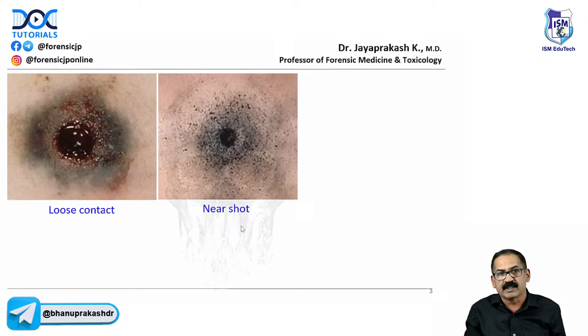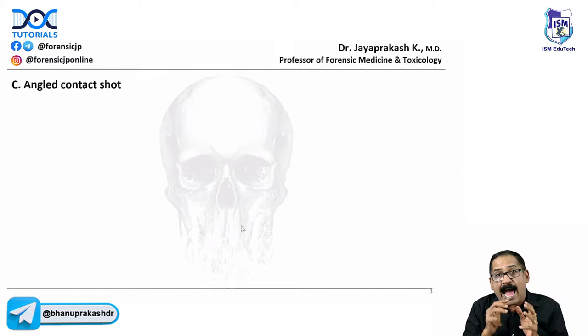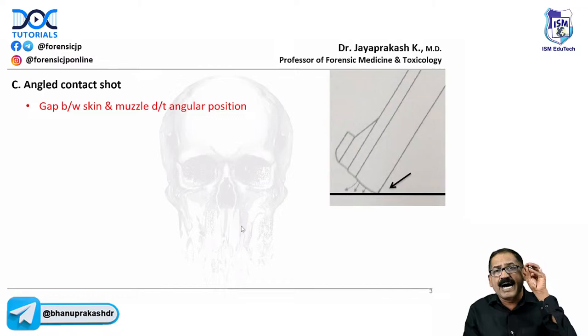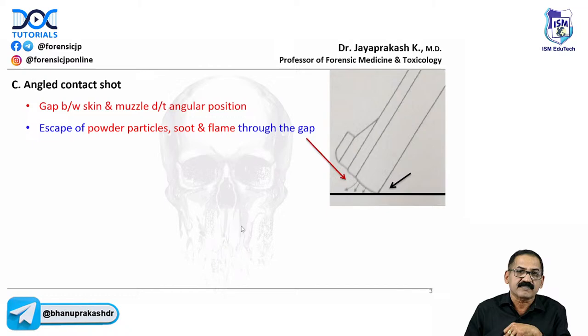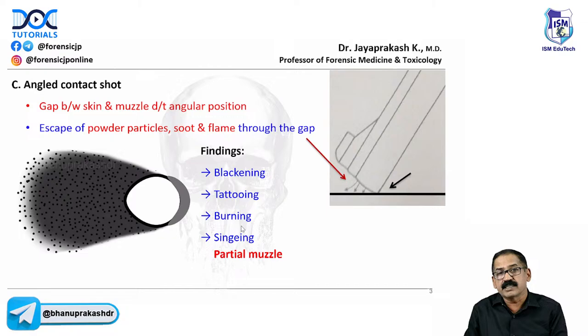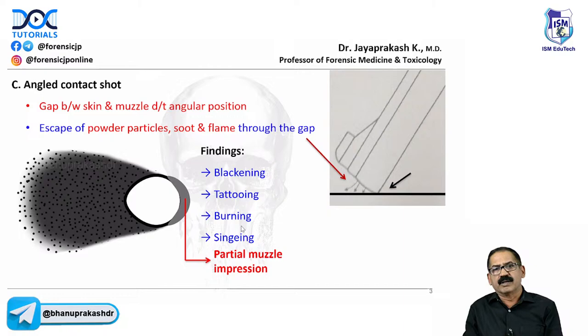Okay. Number three, angled contact means muzzle is kept at an angle. There is a gap between the skin and muzzle due to angular position. Everything will escape except the bullet, including the powder particles. So, it gives rise to blackening, dispersed in an overt manner. Plus, tattooing. Plus, burning. Plus, singeing. Plus, partial muzzle impression. That is angled contact. Okay. I hope all of you understood properly.